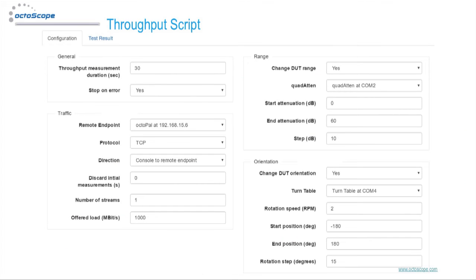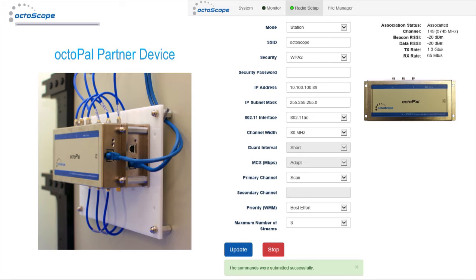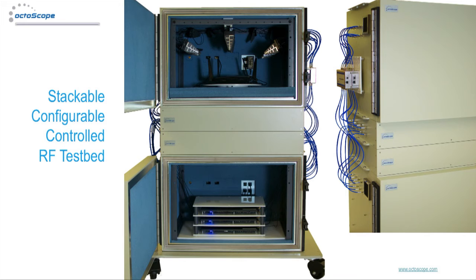Here we see an example of the octoBox throughput test parameters. Each setting is available via both a browser and an application programming interface. octoPAL is a key instrument for many important tests, including throughput, packet error rate, jitter, data rate adaptation, channel adaptation, and other tests. The octoBox testbed is stackable and configurable.